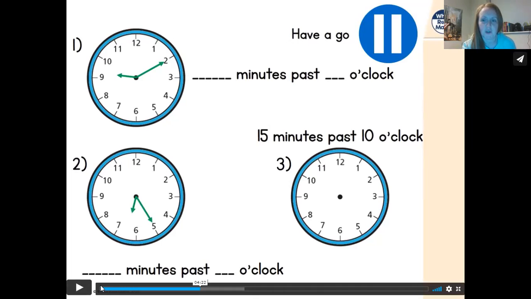Okay, I'm kind of hoping that you've done that now and you've pressed play again. So I'm going to just show you the answers to those ones. Number 1, the minute hand is pointing to 2, so that's going to be 10 minutes past. It's just got past 9 o'clock, so that's 10 minutes past 9 o'clock.